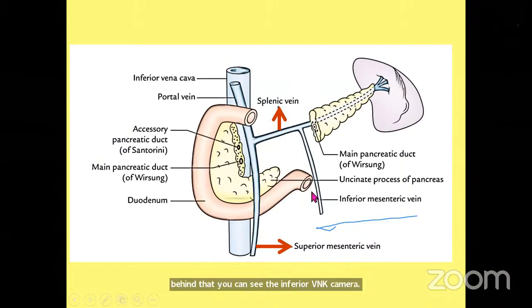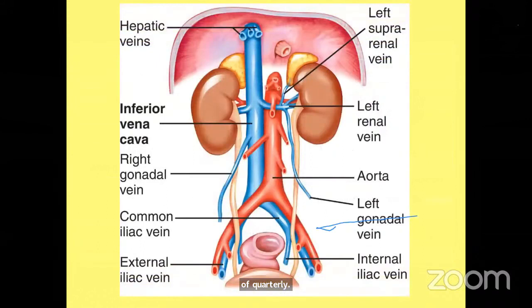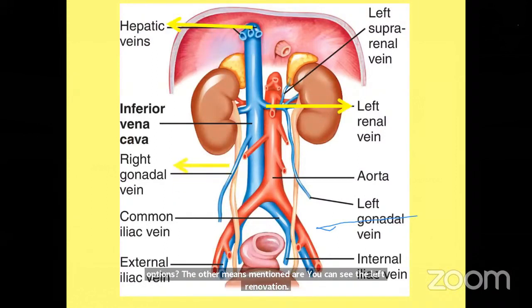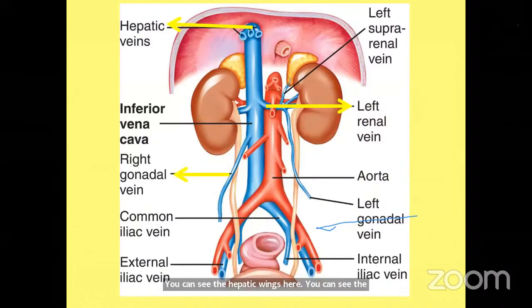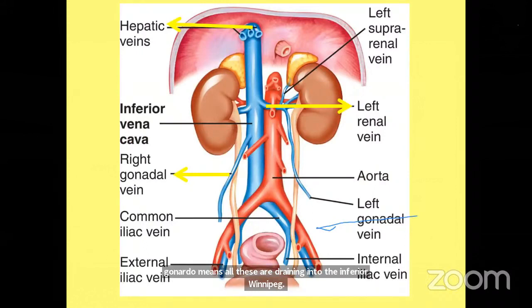Now, you can see the inferior mesenteric vein as the tributary of the splenic vein. Though it's not directly taking part in the formation of the portal vein, the inferior mesenteric vein drains into the splenic vein. Now, what about the other veins mentioned in the options? You can see the left renal vein, the hepatic veins, and the gonadal veins. All these are draining into the inferior vena cava. So all these belong to the vena caval system, whereas the other one belongs to the portal system.